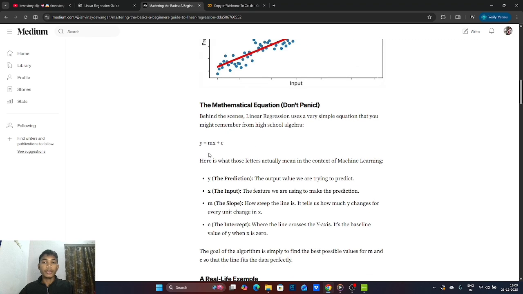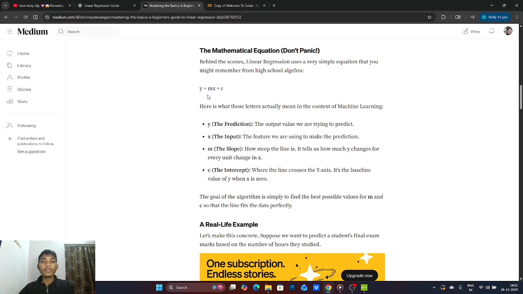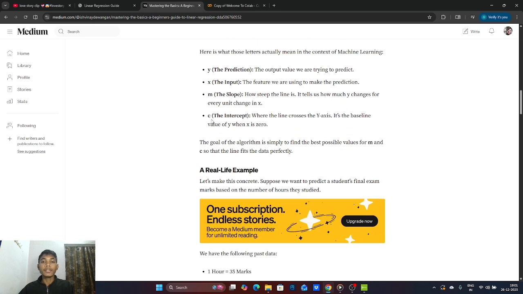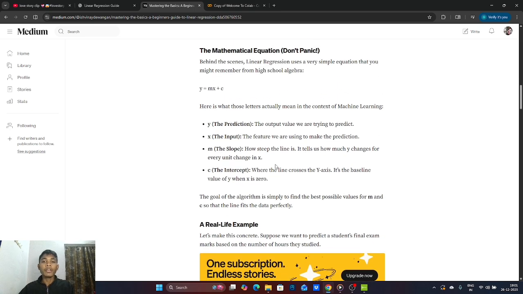As the mathematical equation of linear regression is y equals mx plus c, in which y is the prediction, the outcome of the prediction, and x is the input information which we give to make the prediction, and m is the slope, meaning it tells us how much change comes in y if we change the value of x. This means if we change the value of x by 2 units, the value of y will also change by 2 units. And c is the intercept. Intercept means what is the value of y when the value of x is 0. Meaning if x is 0, then what is the value of y?